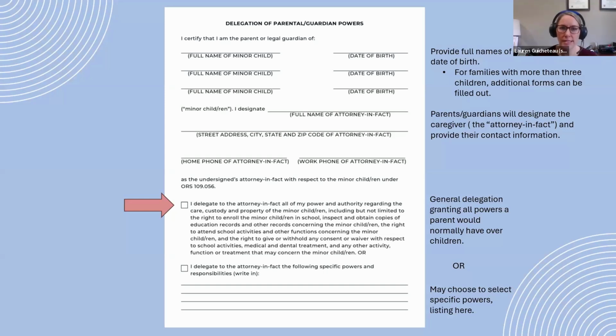Then you write down where it says full name of attorney in fact. That is the caregiver that you want to provide care for your children if you're not available. Provide their contact information. Then at the bottom of the form, it has boxes to check. The first box is if you want to give a general delegation that sort of grants all of the powers a parent would normally have to make decisions for a child. If you don't want to grant all those powers, but you just want to grant specific things like medical care or education, then you would check the second box. But you pick one of those 2 boxes.